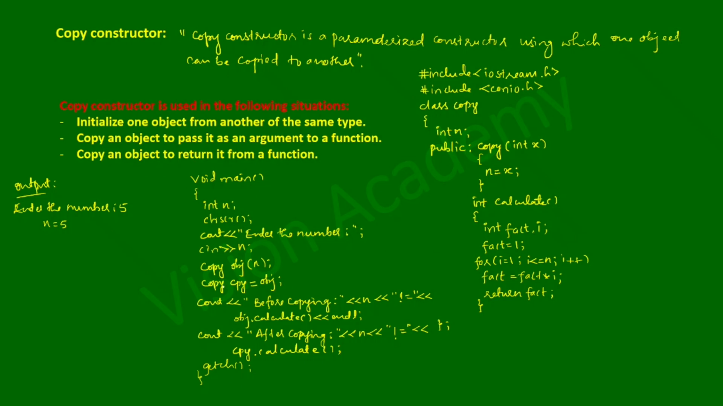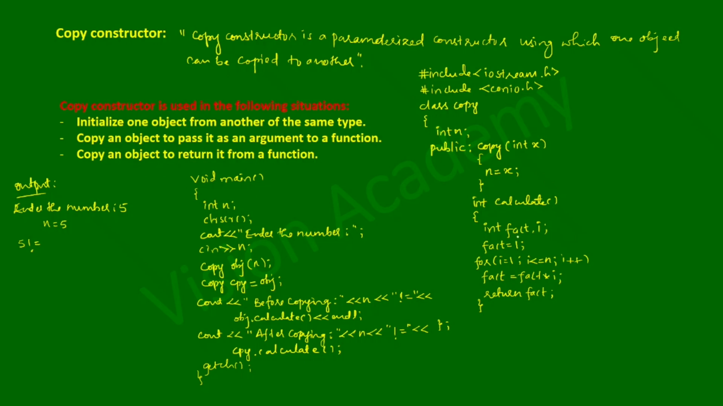Now we have obj is equated to cpy, that is another object of the same class. To see out, before copying, n factorial, that is 5 factorial is equal to, will be displayed as it is. Then obj dot calculate, so immediately control transfers to this user defined function.